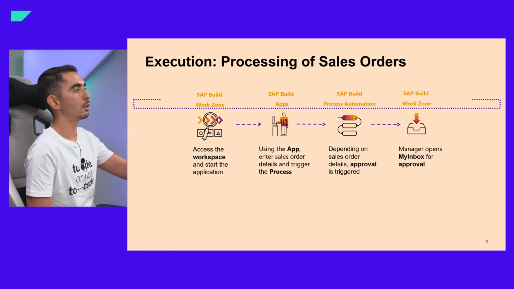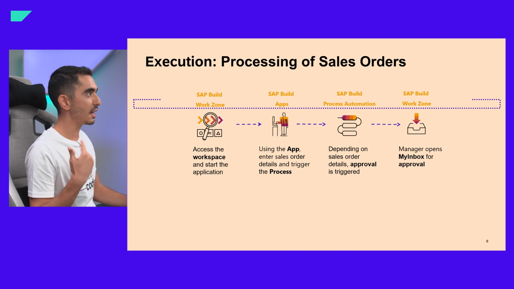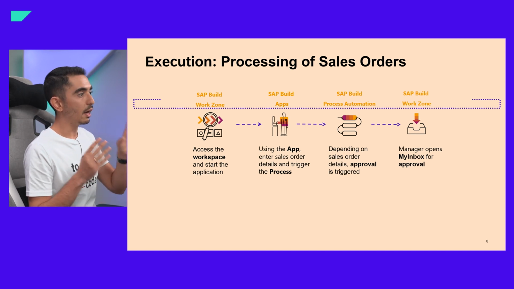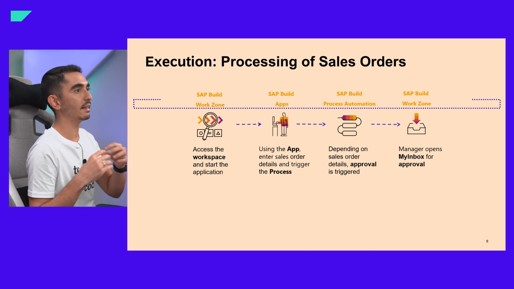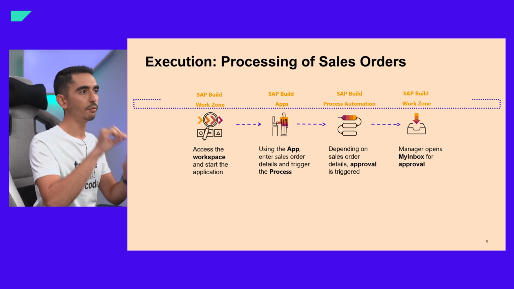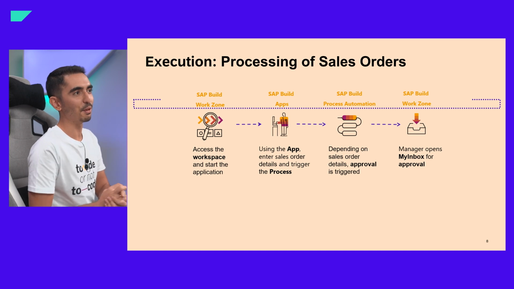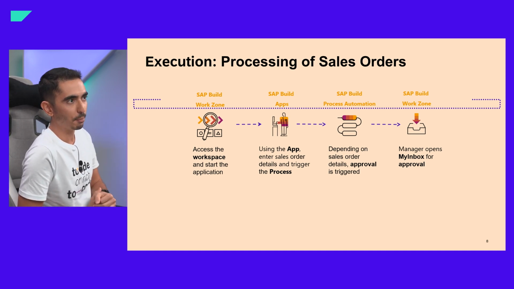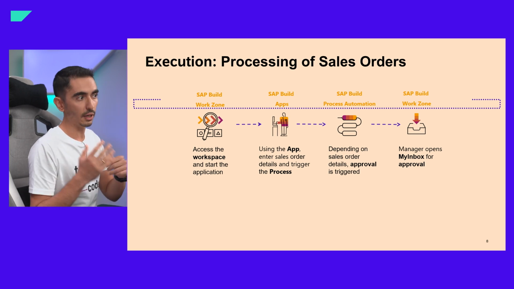So in the Work Zone, we will access our workspace and we will launch our application that we created in SAP Build Apps. And then in this application created in Build Apps without any code, we will create a sales order there. And once we create the sales order, we will be triggering a process created in process automation, and at the end we will go to SAP Build Work Zone inbox part to either check the status of this order or either approve or reject this order.